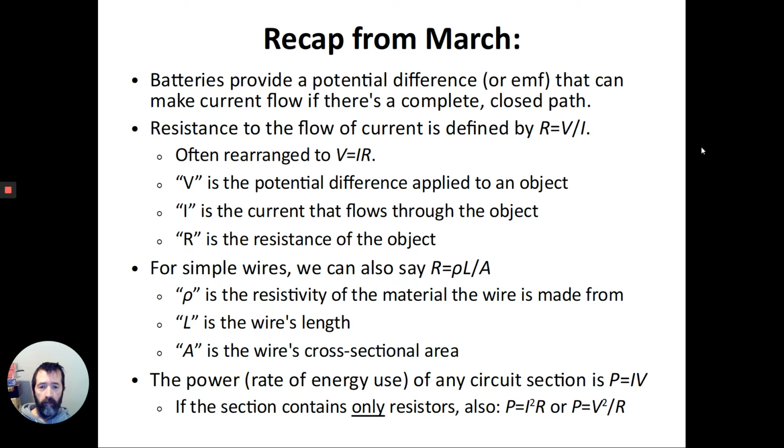So in that equation, V is the potential difference that is being applied across some object. So like it could be a resistor or a light bulb or whatever, but it's the potential difference between the two ends of the object. I is the amount of current that flows through the object, and R is the resistance of that object. And if you're dealing with a simple object, like just a wire, then we can also write the resistance this way.